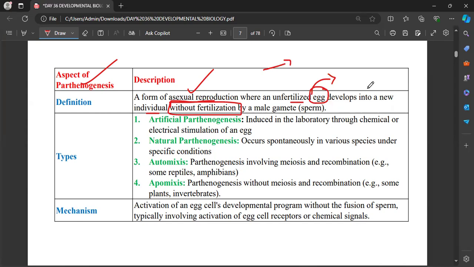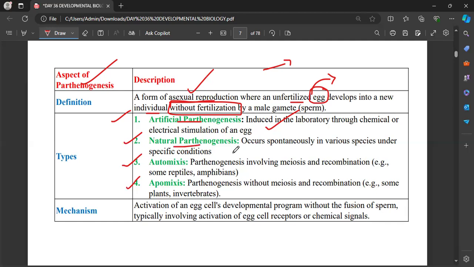Now there are different types of parthenogenesis: first artificial, natural, automixis and apomixis. All these terminologies are very important, and we can find them frequently in the question paper. So what is artificial parthenogenesis? It is induced in the laboratory through certain chemicals or electrical stimulation of an egg. That is artificial, done by humans.